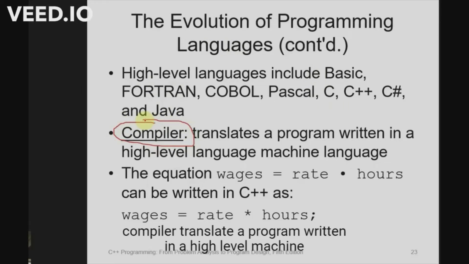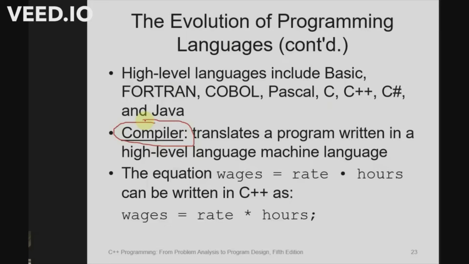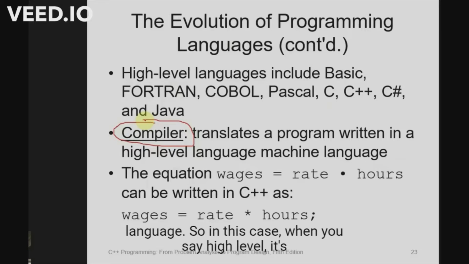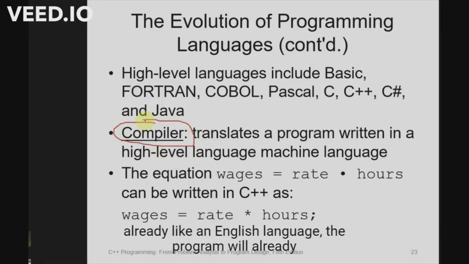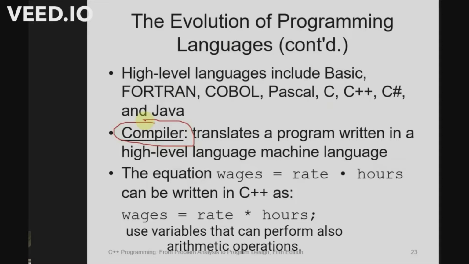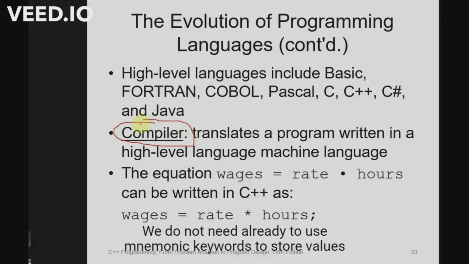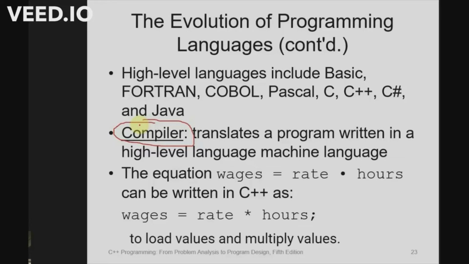A compiler translates a program written in a high-level language into machine language. So in this case, when you say high-level, it's already like English. The program will already use variables that can also perform arithmetic operations. We no longer need to use mnemonic keywords to store values, to load values, and to multiply values.